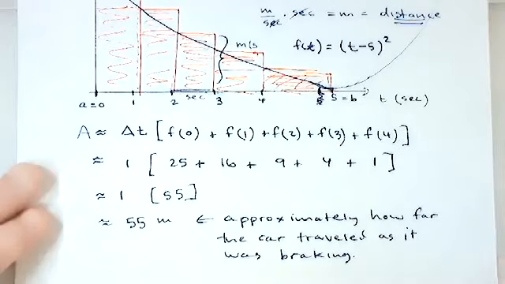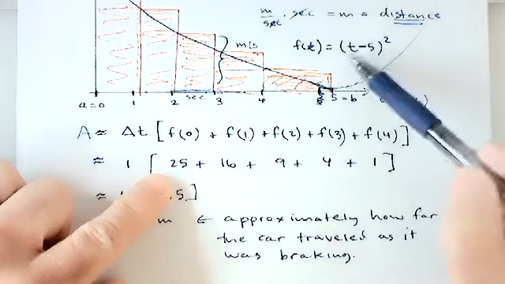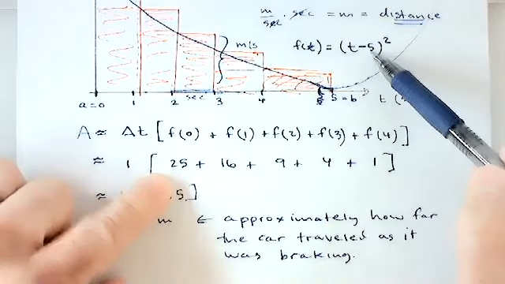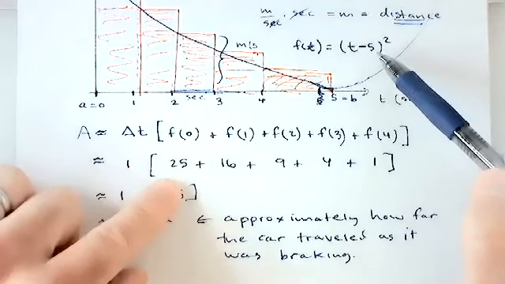Yeah, okay, thanks. Good question. Where do I get the 25? I'm going to be plugging these numbers into my function, which was t minus 5 squared. So if you plug 0 in for t, you end up getting negative 5 squared. That's how I got the 25 and so forth.